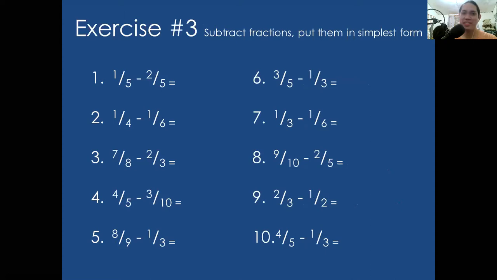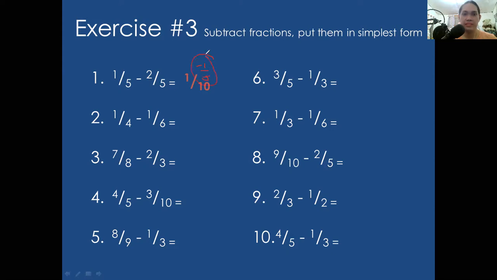So next, we have exercise number 3, which states that you're going to subtract the fractions and put them in simplest form. So for this, 1/5 minus 2/5, they are similar fractions, so that gives you 1 over 10. Sorry, this must be negative 1 over 5. What's happening to this? Maybe there's a typographical error. So that gives you 1 minus 2 is negative 1 over 5.